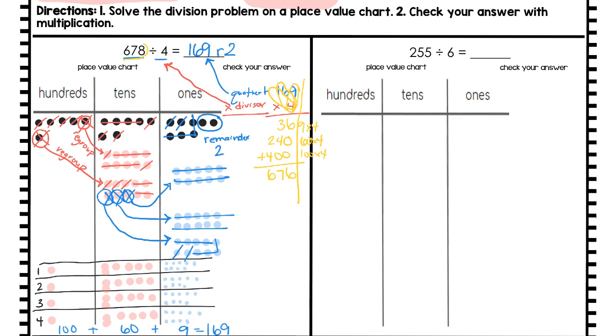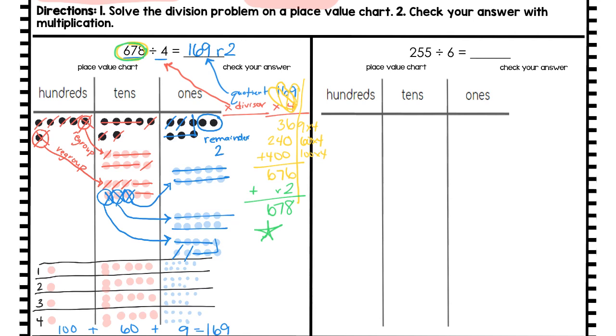However, we started with 678. So I must remember to add my remainder of 2 and get 8 ones, 7 tens, and 6 hundreds. And that gives me my original dividend. So I'm going to give myself a star because I have done that one correctly.